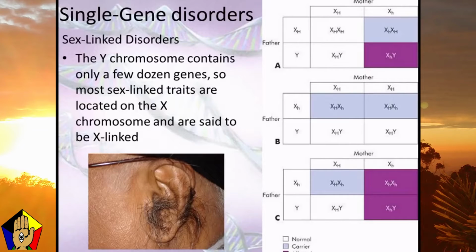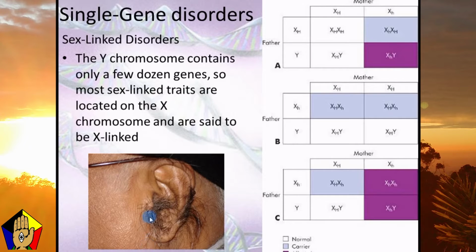All right, and then the last group, single gene disorders that are sex-linked. So there are the X and the Y chromosomes. The Y chromosome is for making a male, remember? So with the Y chromosome making a male, there are really only a handful of genes on there, and none that are super significant other than the SRY gene that tells us to be a boy.